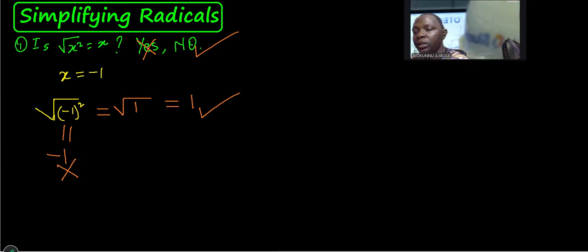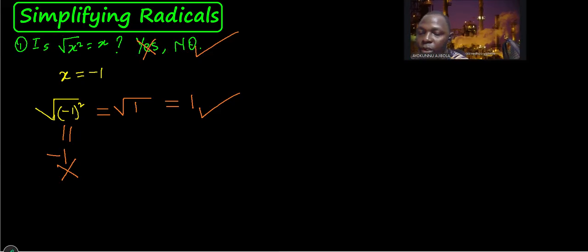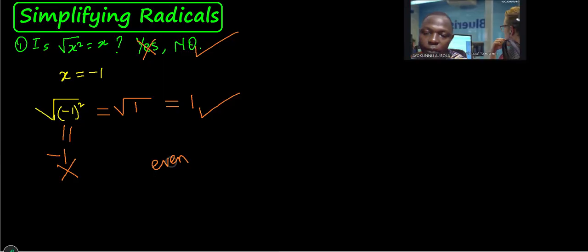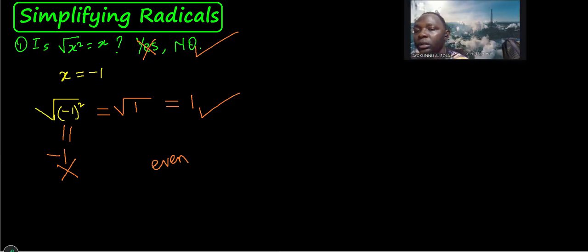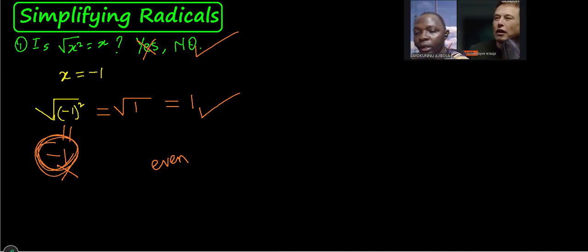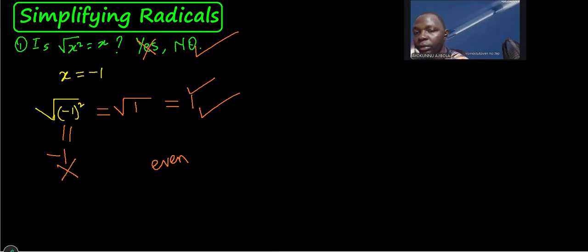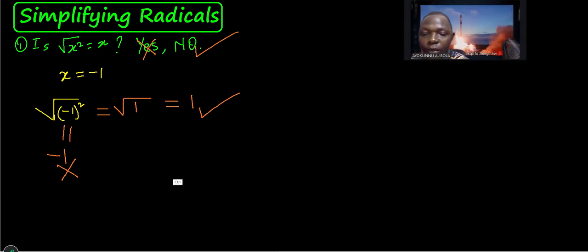So what we can deduce here is that the root we have here is even, which is 2. So when the root is even and the answer has an odd index like 1, 3, 5, and so on, then we have to go for the positive value, because this will be the absolute value. The absolute value of -1 will be 1.